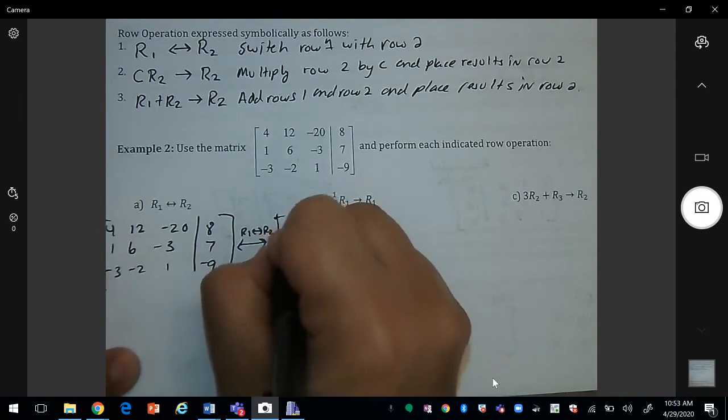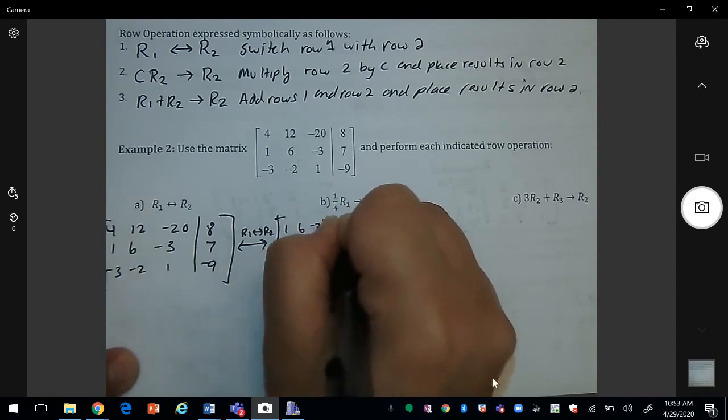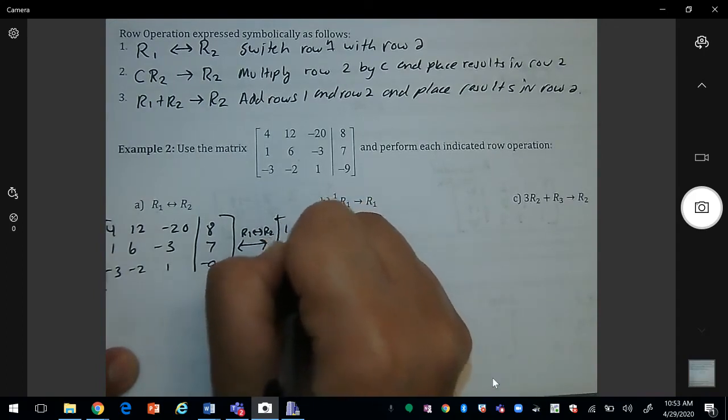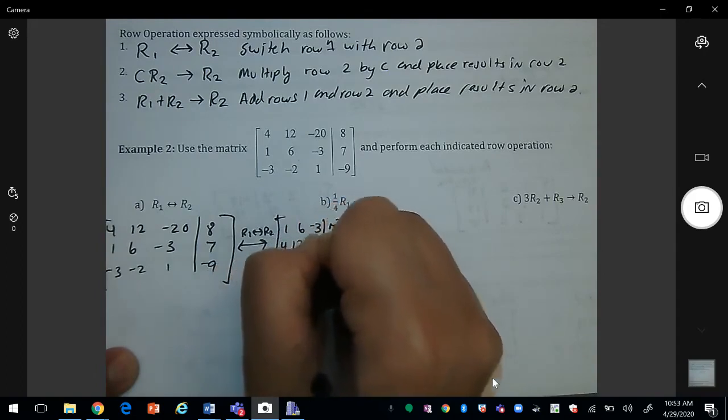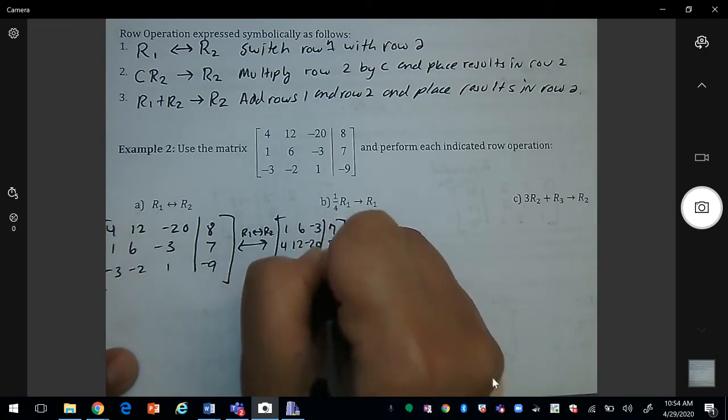So I'm going to take row 2 and write it first because I'm switching it with row 1. And then row 1 becomes row 2. And row 3 stays the same.